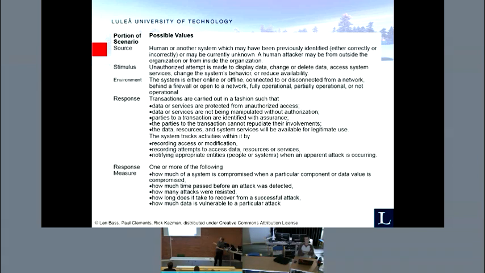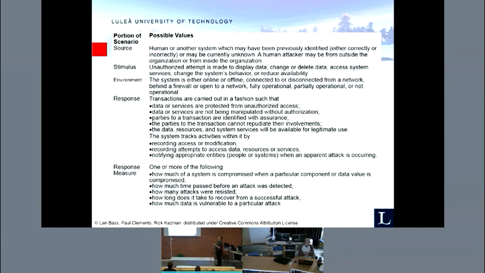Transactions: either we are protected, or the services are not being manipulated without authorization. We are able to identify who's using the information correctly. Basically they cannot claim not having sent something or not having received something. So those are responses we would like to achieve, right? And we make sure that the data is being used for legitimate use. That's still the wrong pronunciation, right? Legitimate. Okay, anyway, it's my English. Legitimate use.